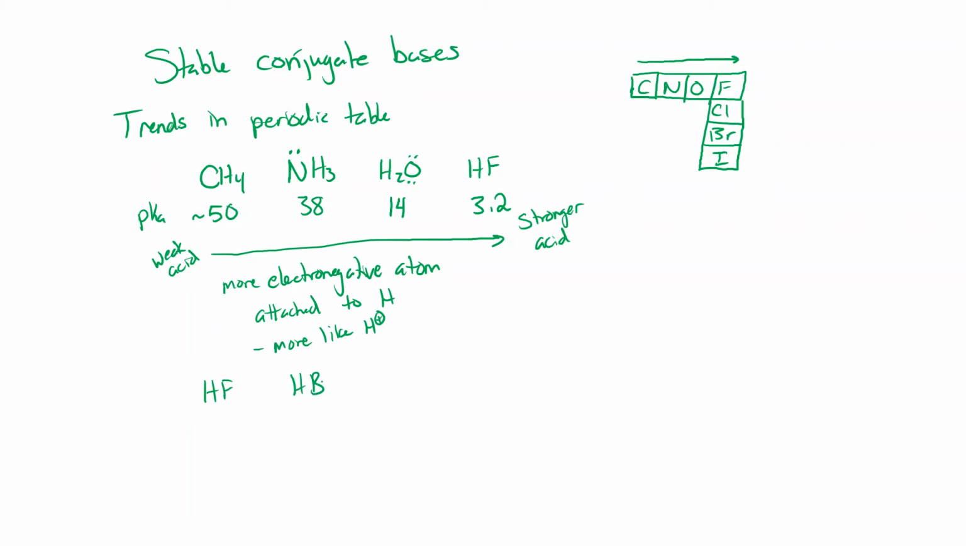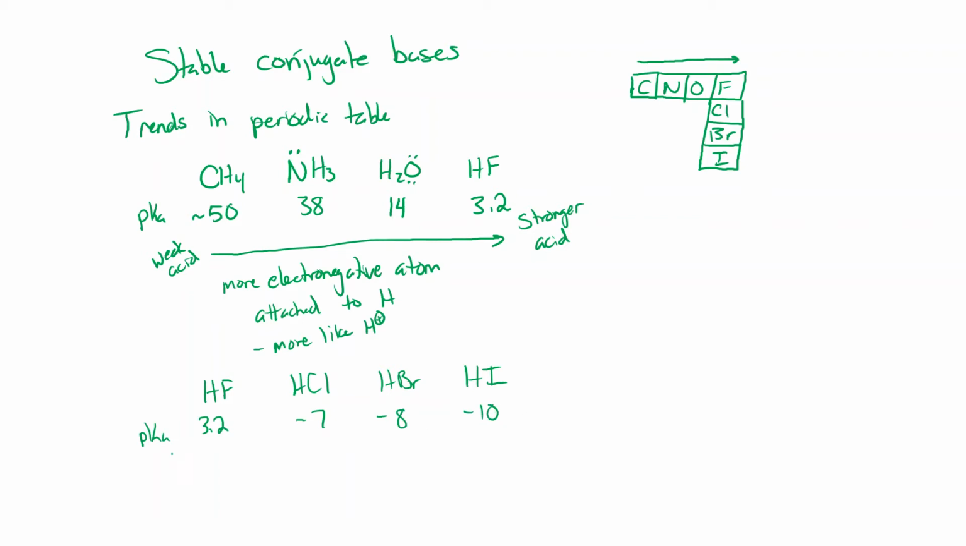Now let's look at the halogens. Oops, I skipped right over chlorine. So the halogens, we have HF, HCl, HBr, and HI. Right? HF we've already established has a pKa of about 3.2. HCl is a pKa of -7, HBr is a pKa of -8, and HI is a pKa of -10.